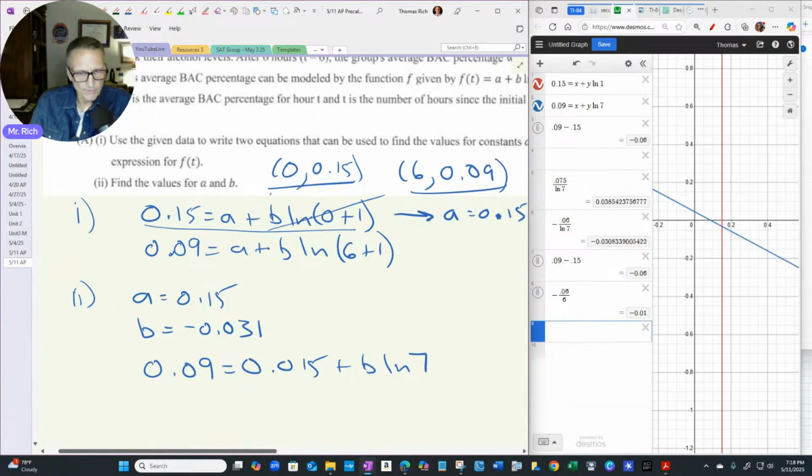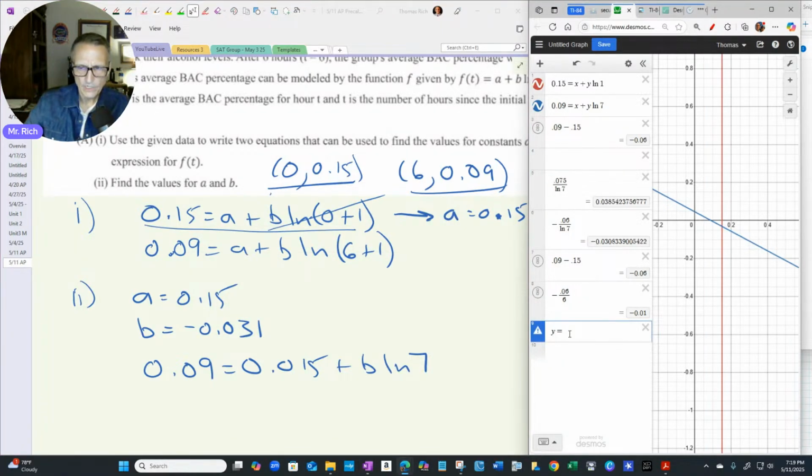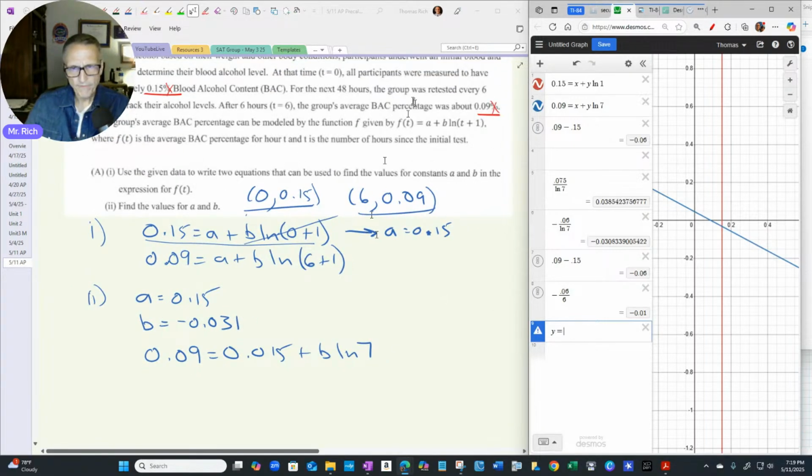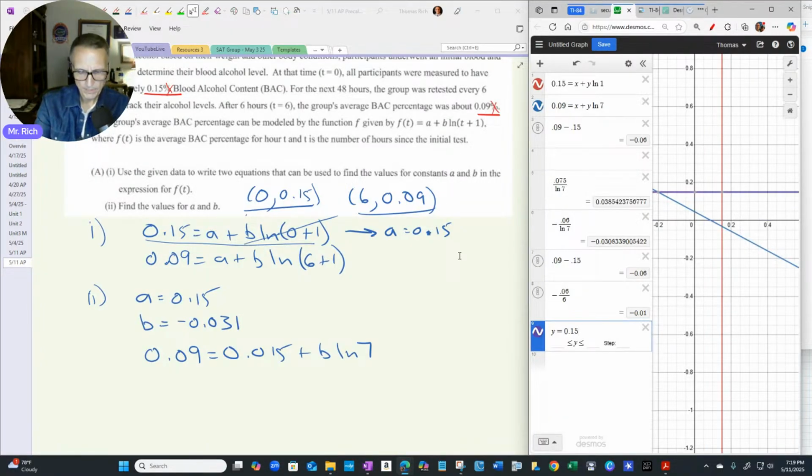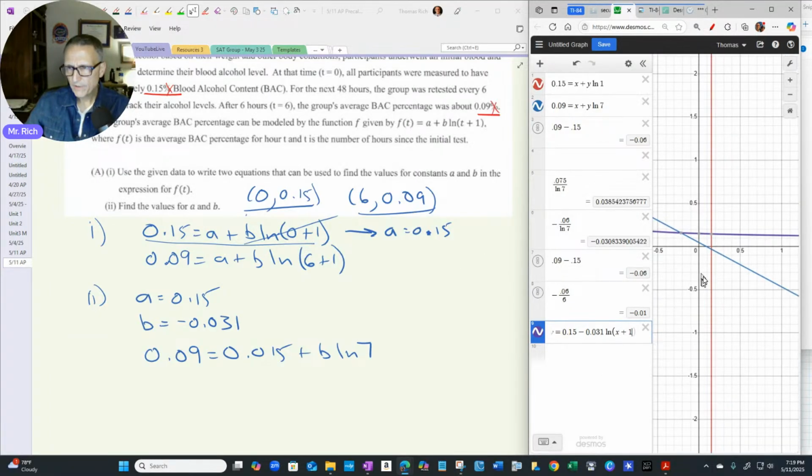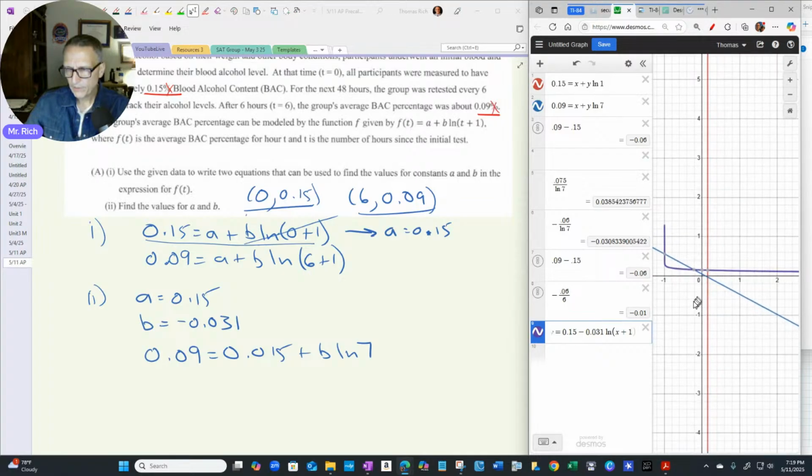let's see, we have to be careful here. What I'm going to do is we're going to graph this function. Let's graph it because we know what a and b is. So we're going to graph f of t. So that's going to be 0.15 plus, or actually it's going to be a minus 0.031 natural log of x plus 1, like that. And then we are going to take a look at it, what it looks like.